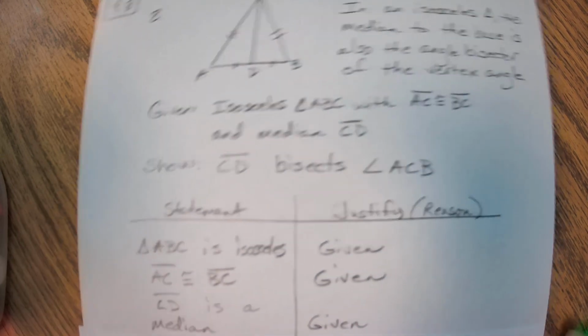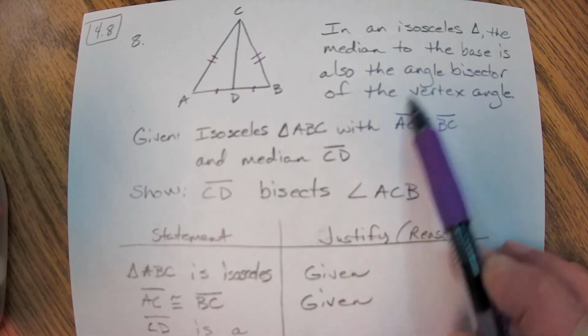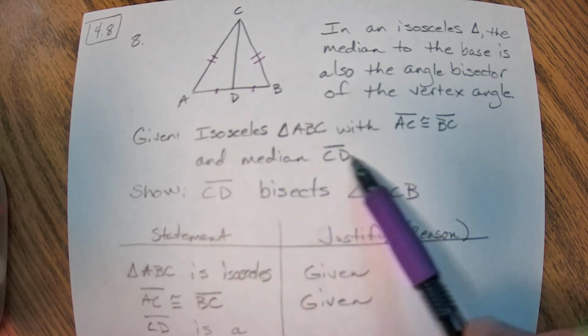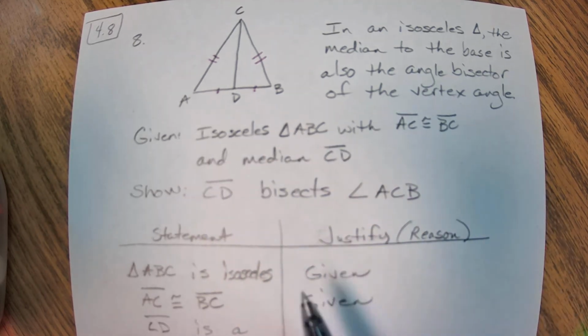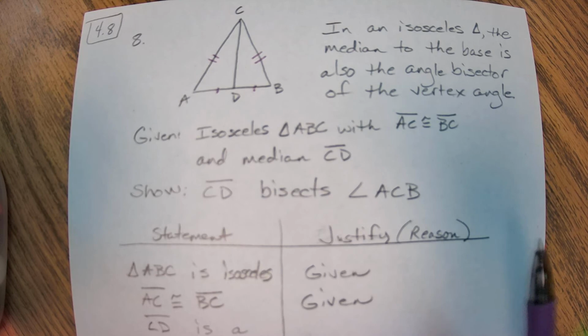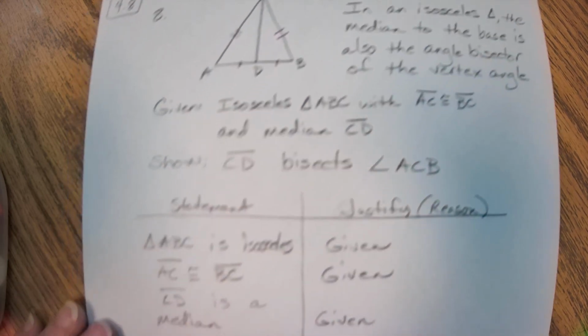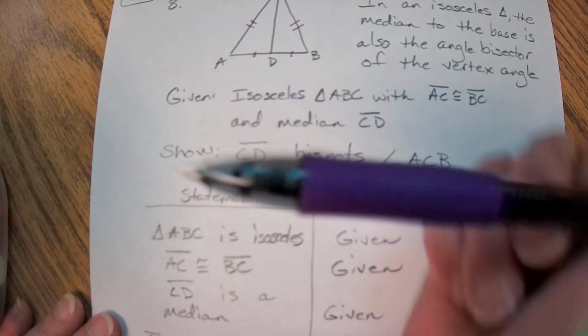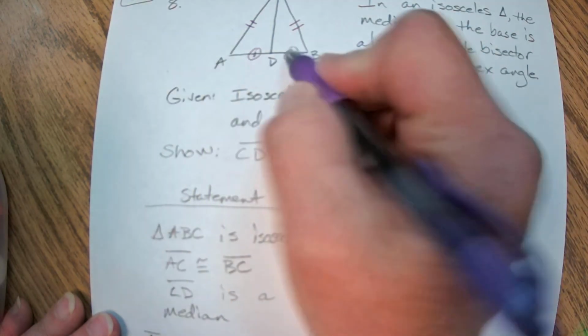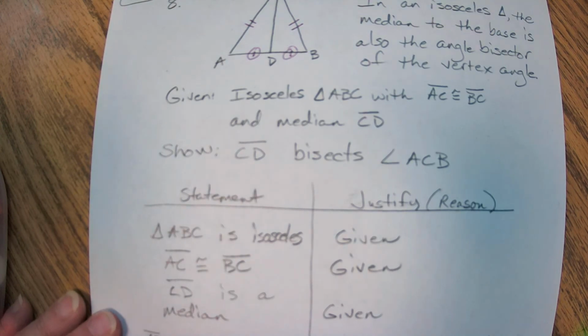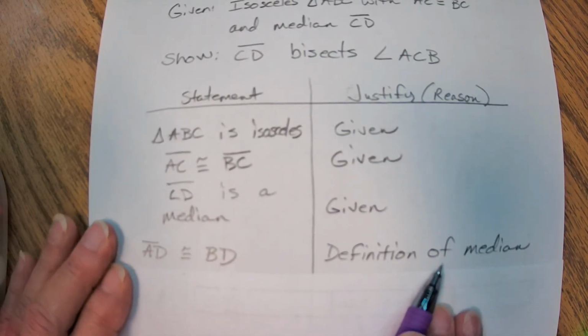Okay, and if you reread through this, we're given that ABC is an isosceles triangle. We're given that AC is congruent to BC, and we're given that CD is a median. Okay, so as I've marked before, I added this part that AD is congruent to BD because that is the definition of a median.